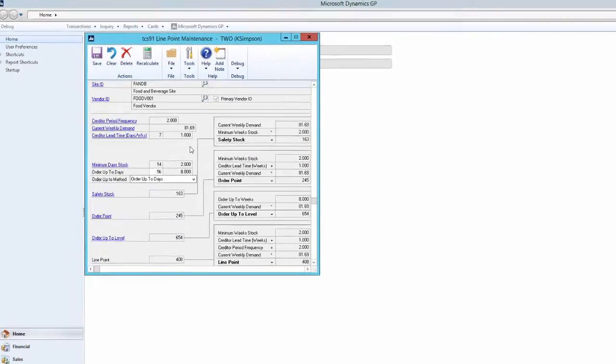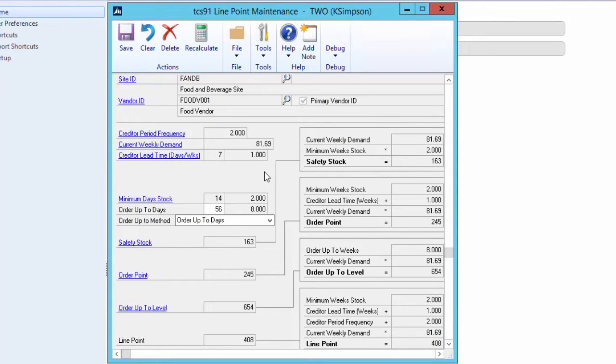We are looking at a window from AIR that shows how our stock levels have been calculated automatically based on time parameters combined with something called current weekly demand, which is forecast to be 81.69. How we arrived at current weekly demand, we shall see in the second video. We have a policy that safety stock should not fall below 2 weeks, so 2 times 81 is 163. Lead time is 7 days, so we should order no later than 21 days of stock, 245.